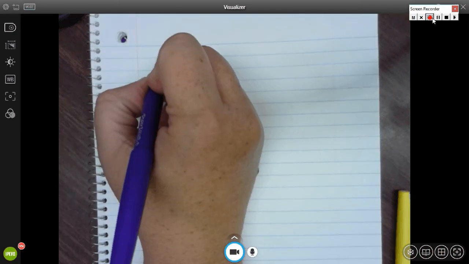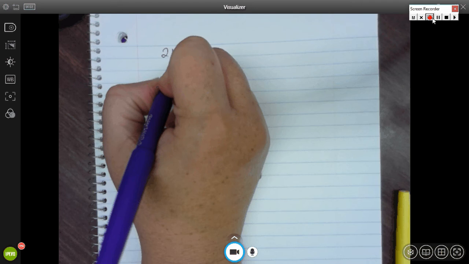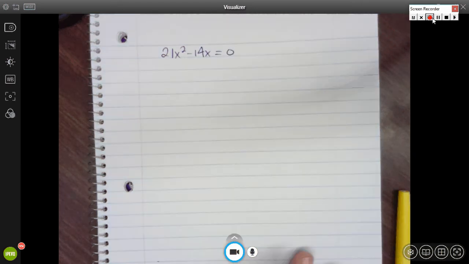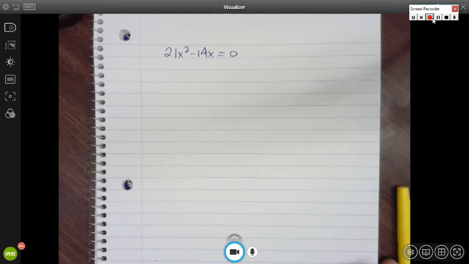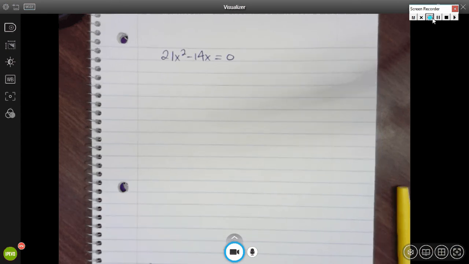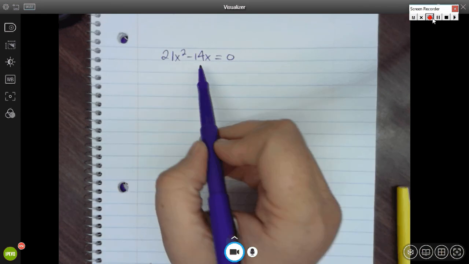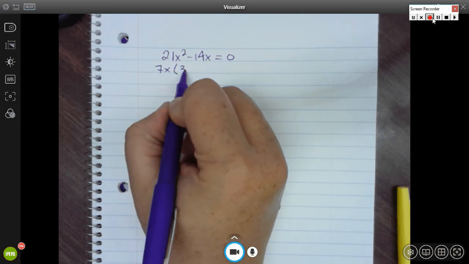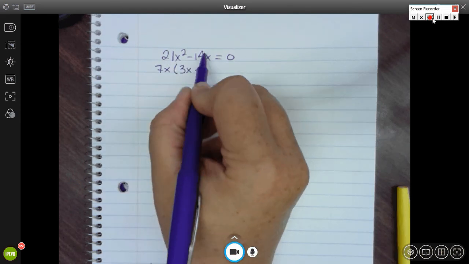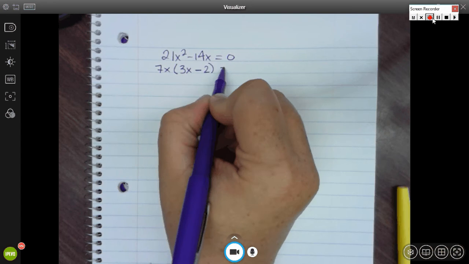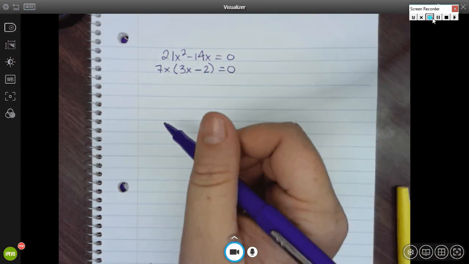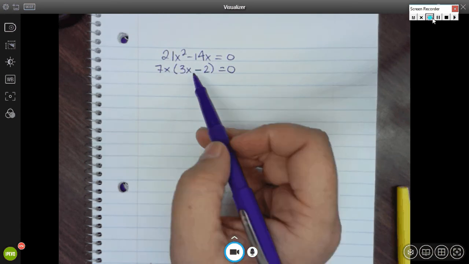If I had 21x squared minus 14x equals 0, and your directions just said to solve the equation, okay? So remember, when I factor, what I first want to do is look for that GCF, and in this case, I do have a GCF. I have a GCF of 7x. And it leaves me with 3x minus 2. Now, I can't factor this any further. This is factored completely, right? I mean, there's no more squareds in here to factor.